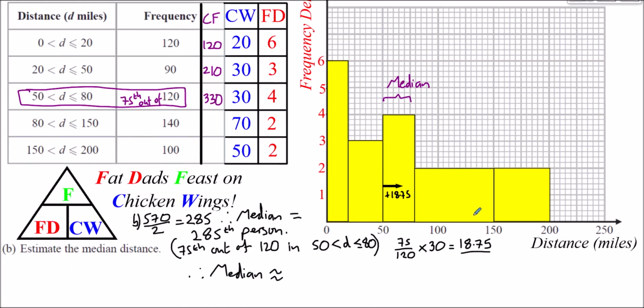The median, this interval starts at 50, so it's 50 plus 18.75. These squiggly lines, by the way, mean approximately equal to, just to emphasize it's an estimate. 50 plus 18.75, that's going to be 68.75 miles. Don't forget the units, we're talking distances. Median distance as an estimate, 68.75 miles.